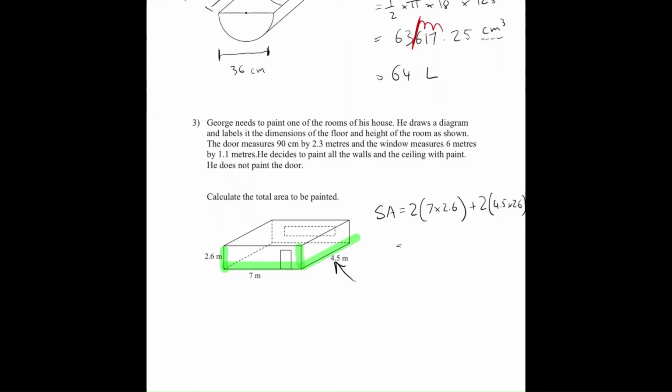So you can put that in your calculator. 2 times 7 times 2.6. Make sure you get those brackets exactly as I've written it here, that is how it needs to go in your calculator. And then you add 2 times 4.5 times 2.6. So that gives us the total surface area of all these walls.